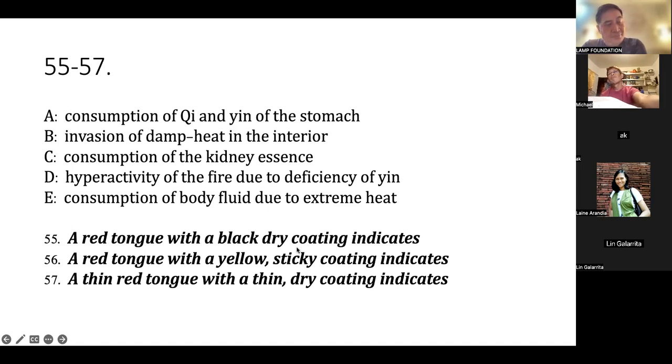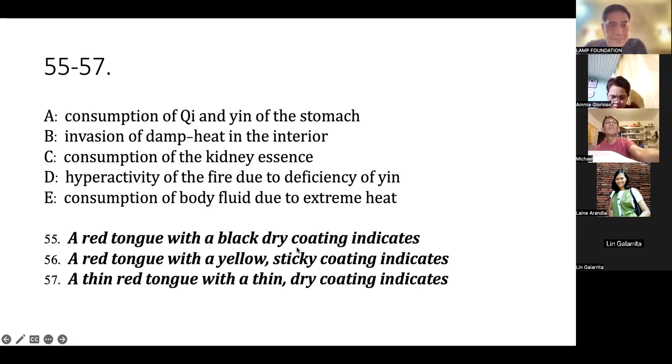Number 55. A red tongue with a black dry coating indicates letter E, consumption of body fluid due to extreme heat. Okay, correct. What about 56? A red tongue with yellow sticky coating indicates B, invasion of damp heat in the interior. Kasi red na yung tongue. Napag-usapan na rin natin kanina, Doc. Pag yellow, heat, ulit-ulit lang. Okay, number 57.